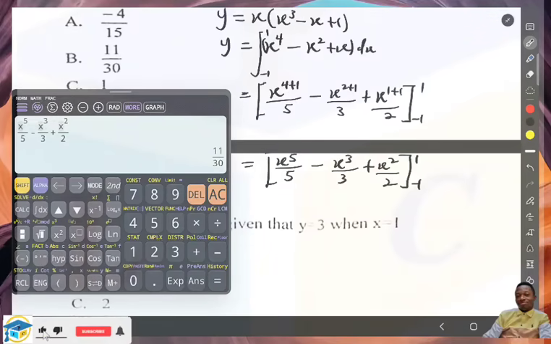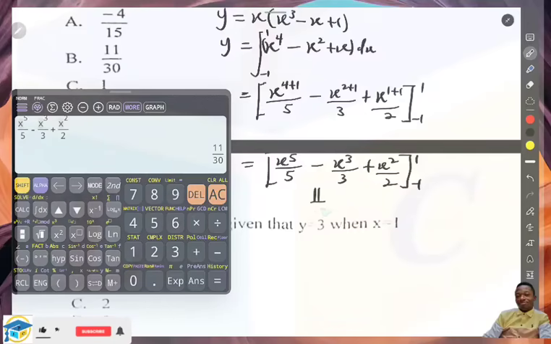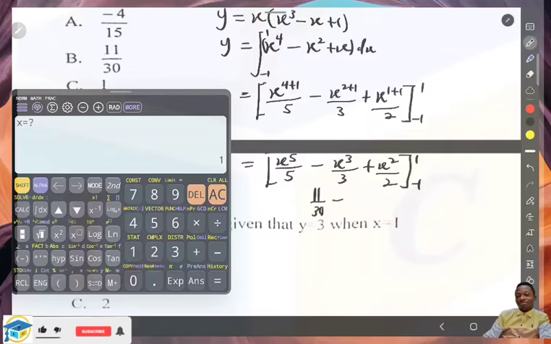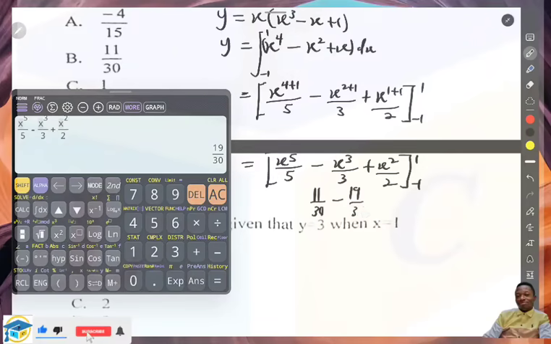Once we get the function on the calculator, you press solve and then you type 1 and solve for 1. You should be able to get 11 over 30. Once you're able to solve for 1, you say minus. Then you do the same: press solve, solve for -1, press equal to sign, and then press another equal to sign. That gives us 19 over 30.